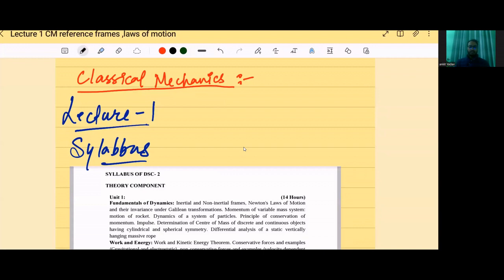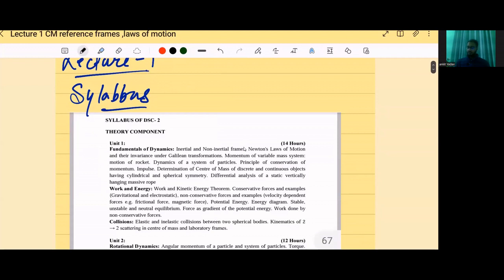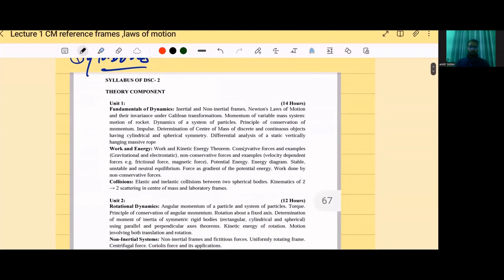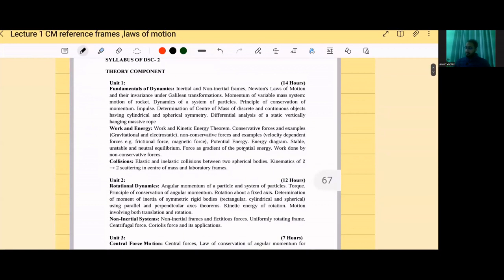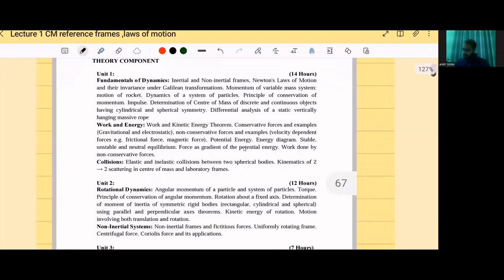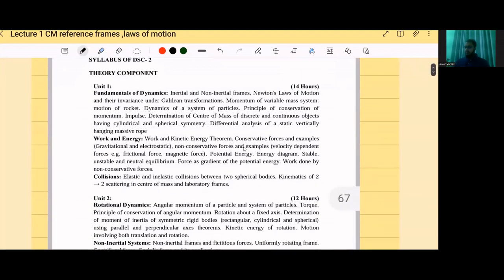First, let me introduce the syllabus which we are going to deal with in classical mechanics. This is basically the new syllabus given by Delhi University on classical mechanics for the first year students. Let me zoom it for you. First we are going to understand the fundamentals of dynamics: inertial and non-inertial frames, rest, motion, Newton's laws of motion, Galilean transformations, and all those things, principle of conservation of momentum in the first unit.